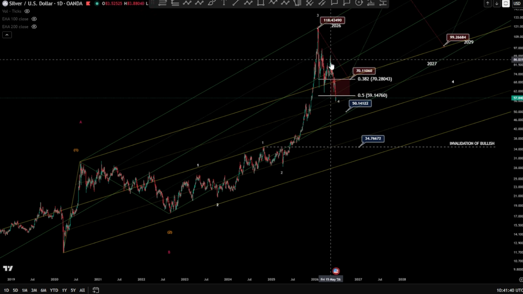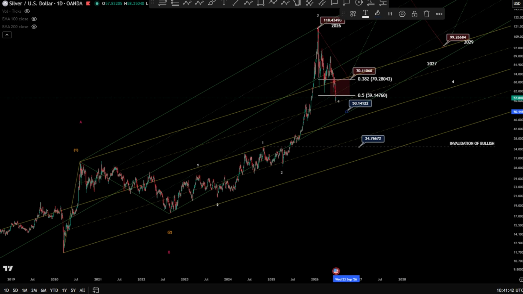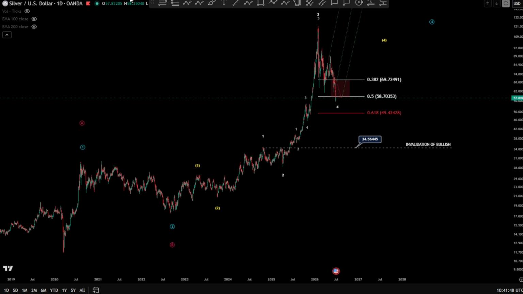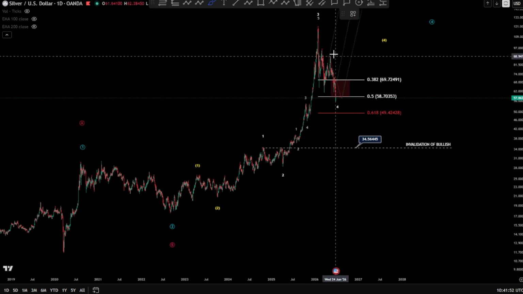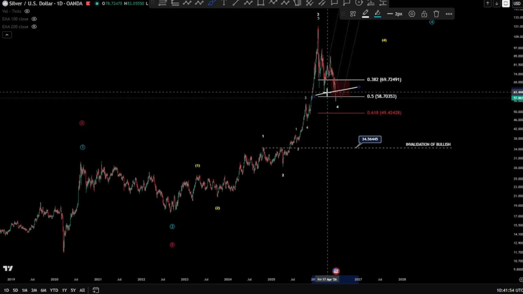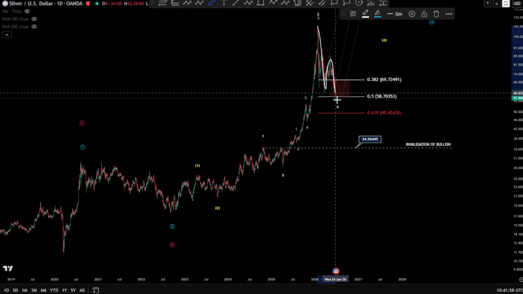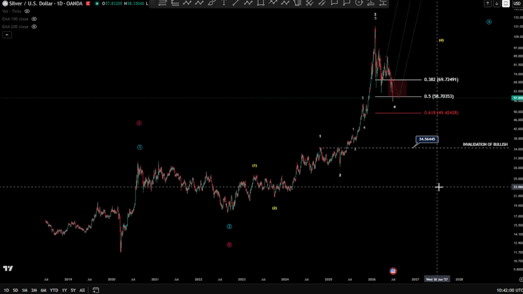And I'm looking, of course, to finish the structure, not just that. So the structure has to be finished. And that means if we go to the daily here, we're looking also at this potential ABC. We were looking for a triangle. Of course, the triangle was invalidated after this drop.